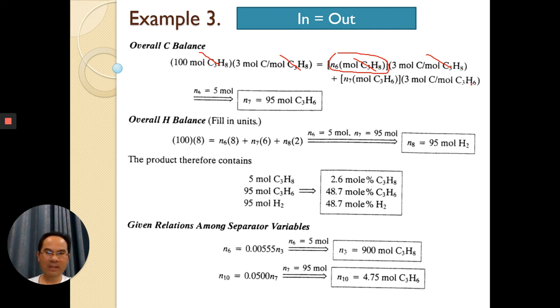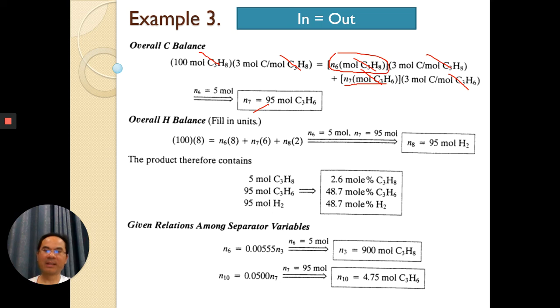1 mole propylene includes 3 mole carbon. And the mole propylene output is N7. Mole propylene is mole carbon. The right-hand side and left-hand side are the same unit, and the addition is also the same unit. This mole carbon and this mole carbon are the same. You substitute N6, and you can solve for N7.